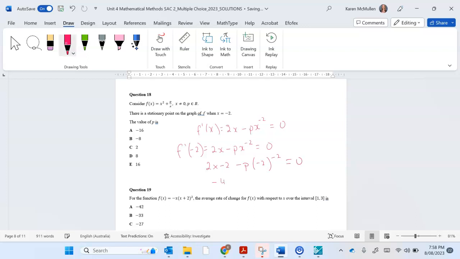2 times negative 2 is negative 4. Negative 2 to the power of negative 2. So 1 on 4, negative 1 on 4 plus p on 4 equals 0. P on 4 equals 4. So p is equal to 16. Let me just do a quick check. No, I got the wrong answer. Where did I go wrong? All right, there's my mistake.